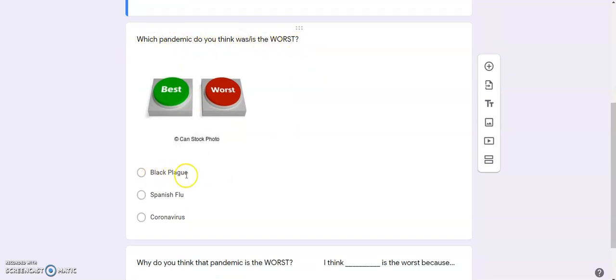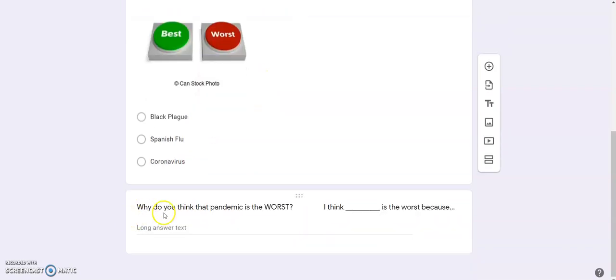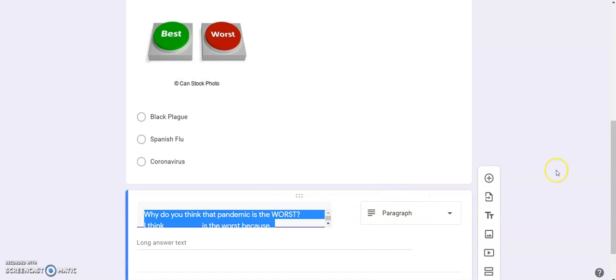Next, you need to tell me which pandemic you think was or is the worst. Is it the Black Plague, the Spanish flu, or the coronavirus? Which one do you think was the worst, the most bad? Why do you think that pandemic is the worst? Finish this sentence here.